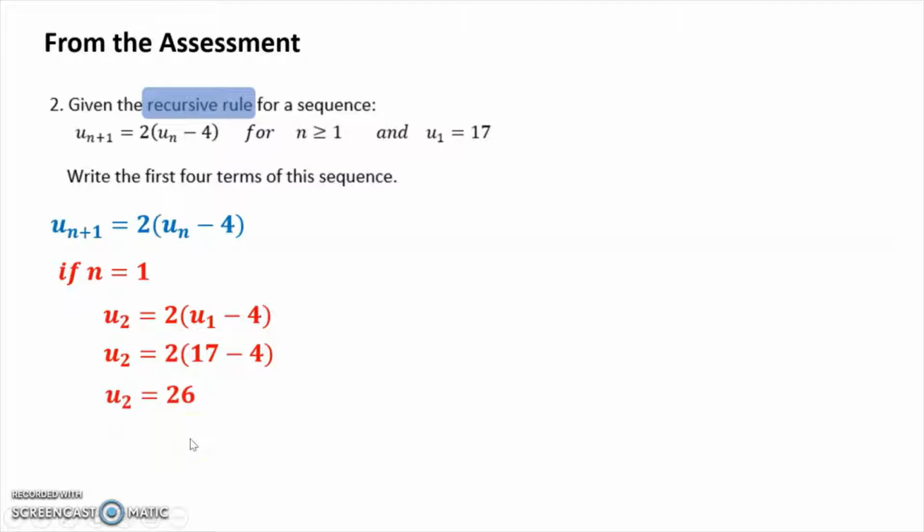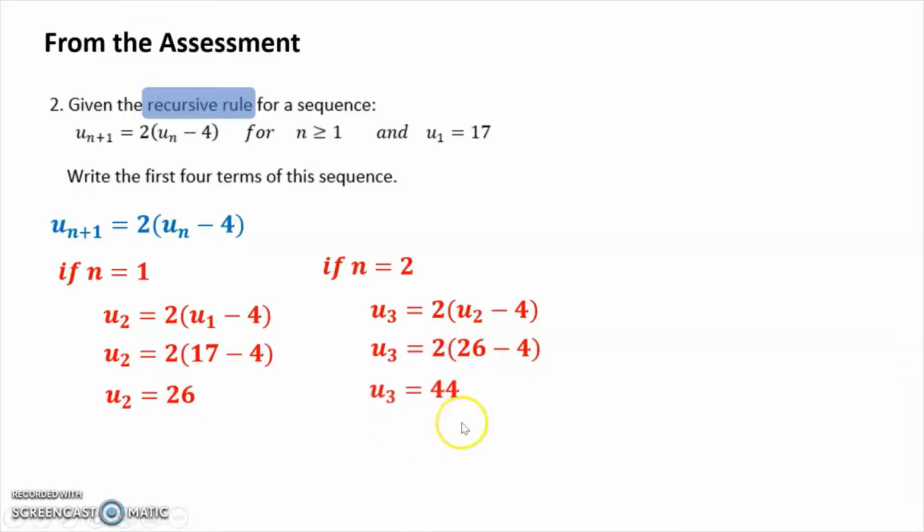Now u3 can be found the same way. Now we're going to make n equal to 2. So when n equals 2, our rule becomes this, because when you put a 2 here, you get 2 plus 1, which is 3, so u3. And if you put a 2 here, you get u sub 2. So again, we can clearly see the recursive nature of this, right? To get u3, the next term, we need the previous term. And we just found it right here. So now we're going to put that 26 that we found right here, and we're finding u3. 26 minus 4 is 22, times 2 is 44.